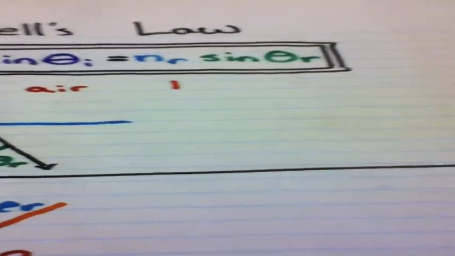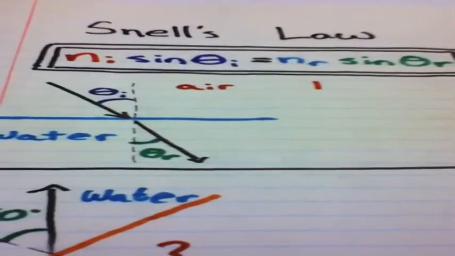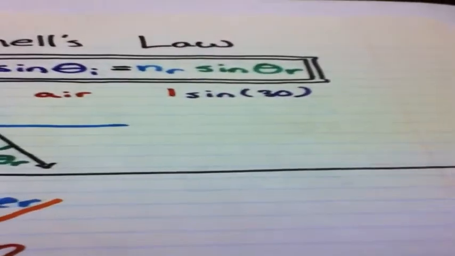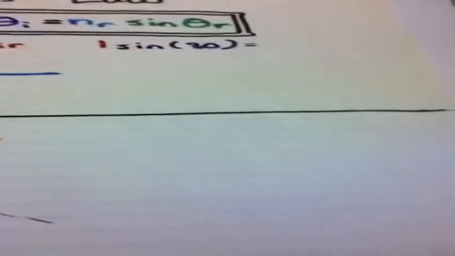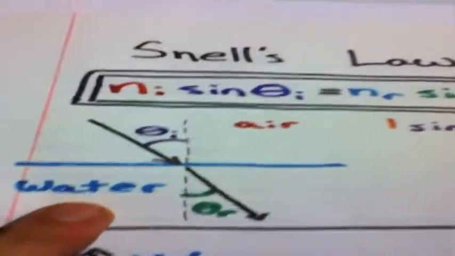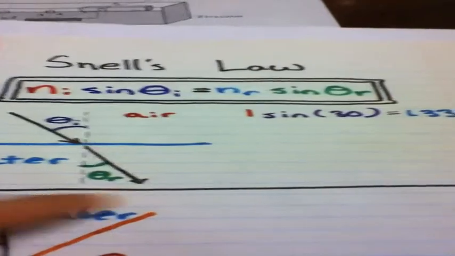So we're going to have 1 right here times the sine of, let's say it's hitting at a 30-degree angle, so theta i equals 30. Sine 30 equals... Alright, now it's hitting water. We know that water's refractive index is 1.33, so we're going to put that in place of n sub r. So that's 1.33 times the sine of theta r. That's what we're looking for, theta r.